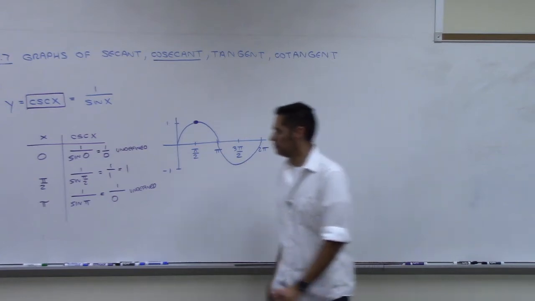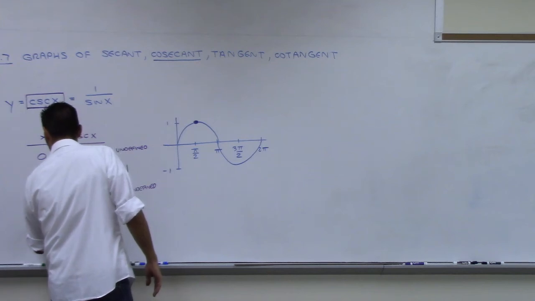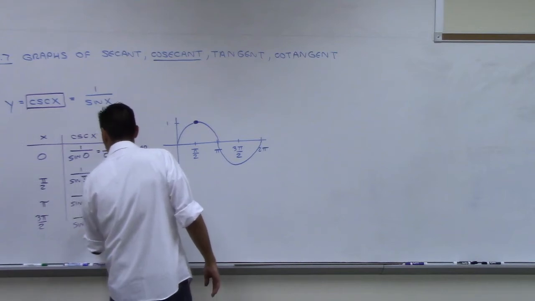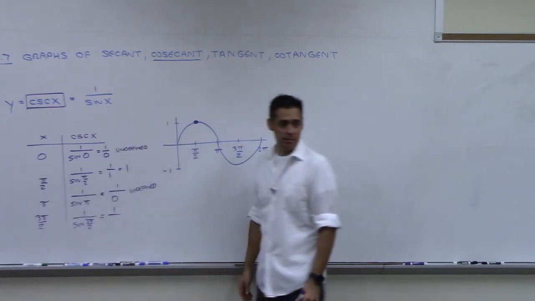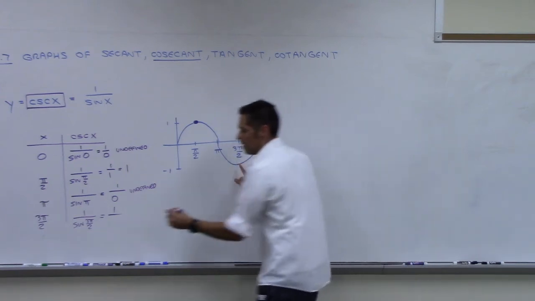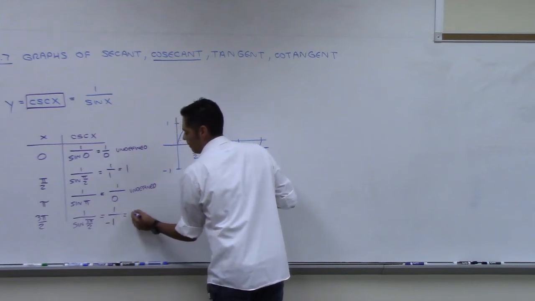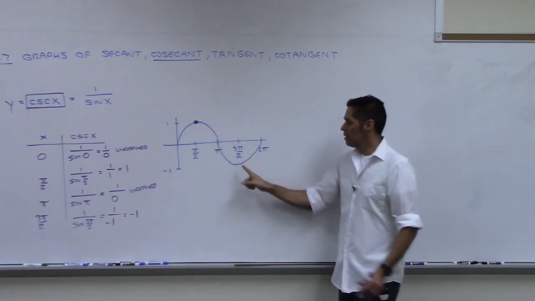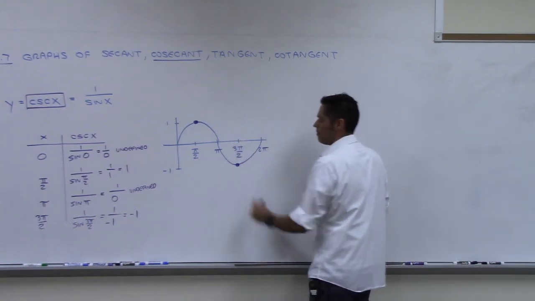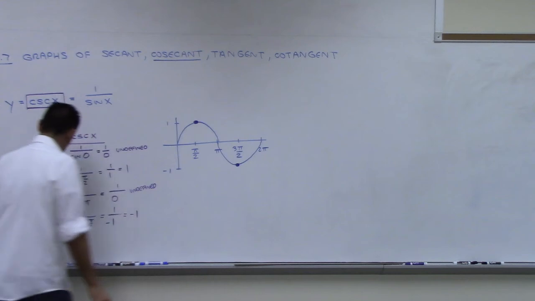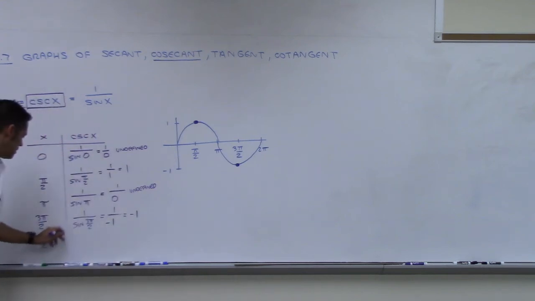How about at 3 pi over 2? That's 1 over sine of 3 pi over 2. What is sine of 3 pi over 2? Negative 1, right? 3 pi over 2 sine is negative 1. So 1 divided by negative 1 is negative 1. So I have a point there, don't I? At 3 pi over 2, the cosecant function is here now. And then let's try 2 pi. Same thing. Bad stuff, right? Here, undefined.